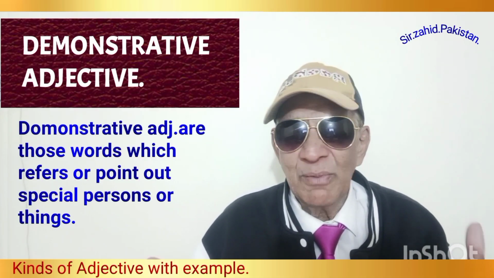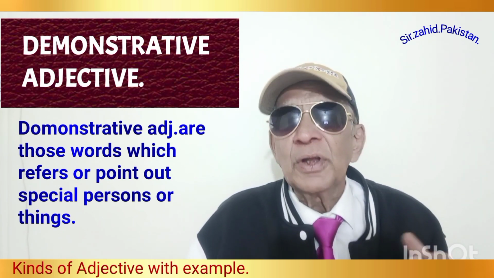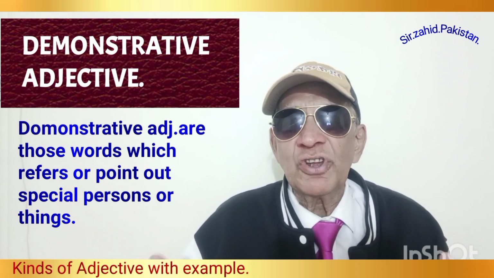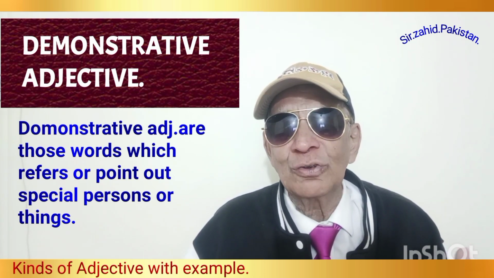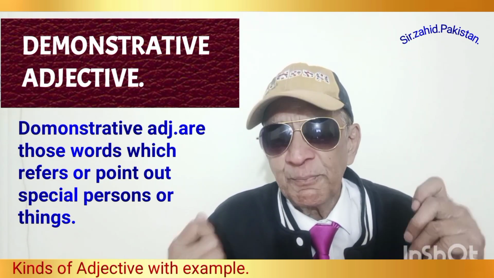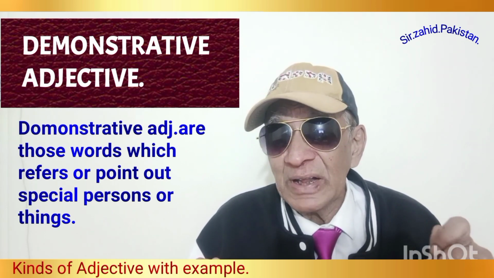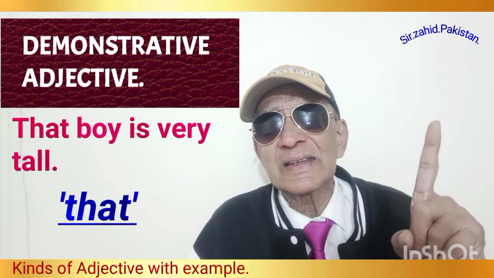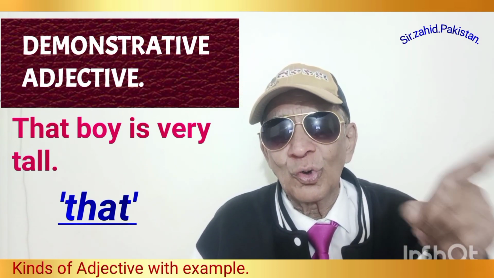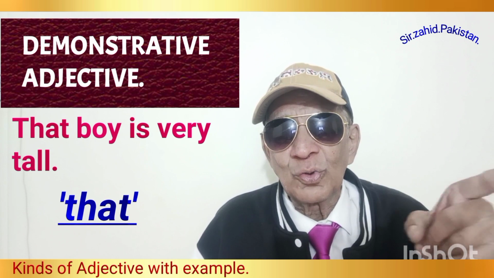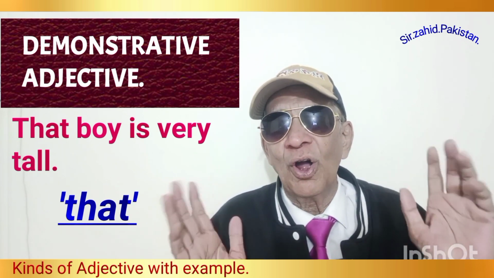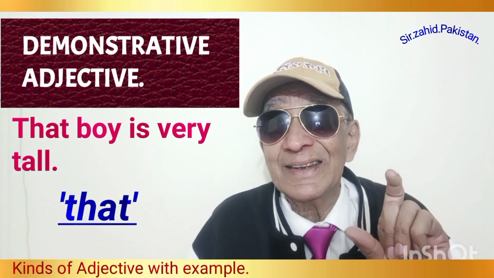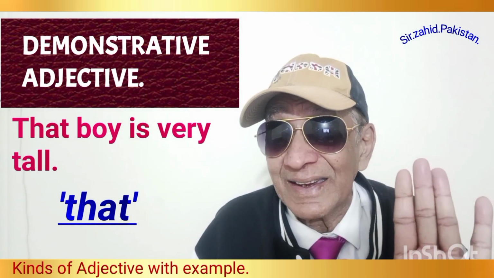What is a demonstrative adjective? Demonstrative adjectives are those words which refer or point out a special person or a special thing. As for example, that boy is very tall. You are pointing towards the particular boy. That boy is very tall. The word that is a demonstrative adjective.